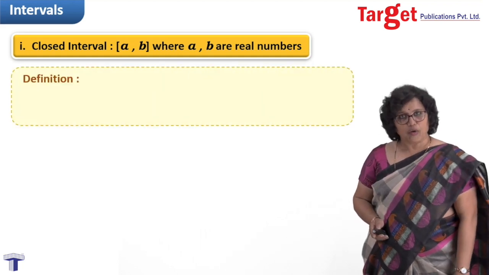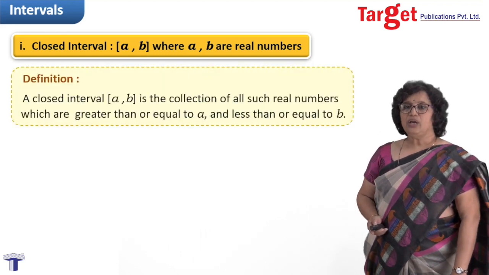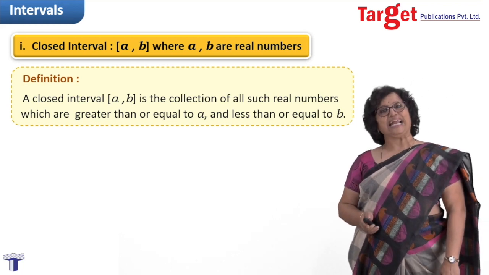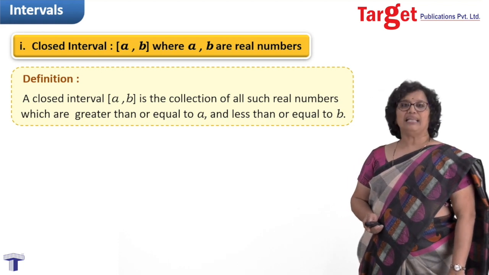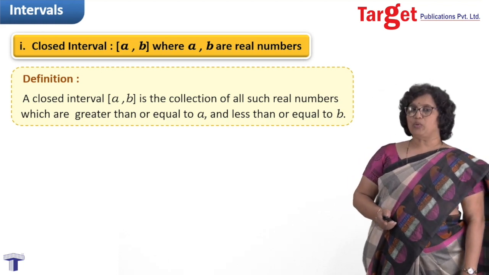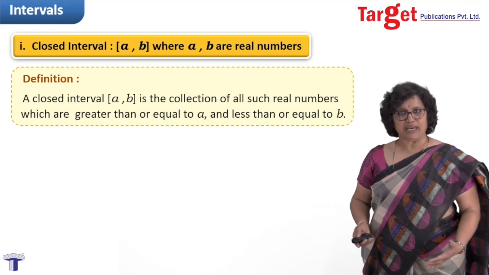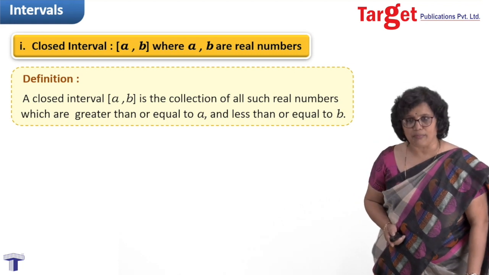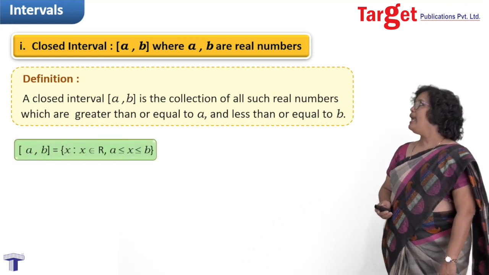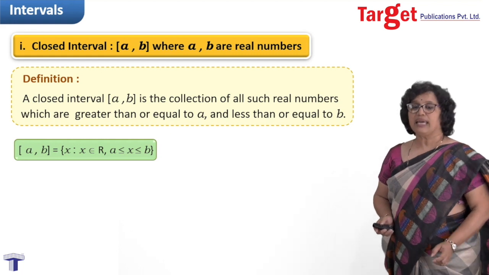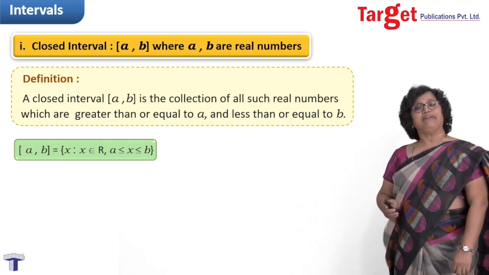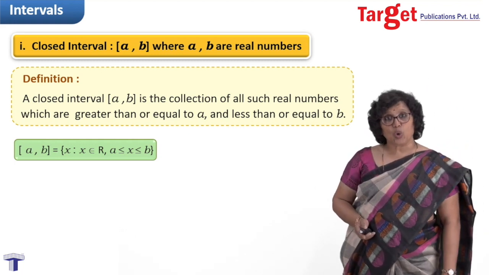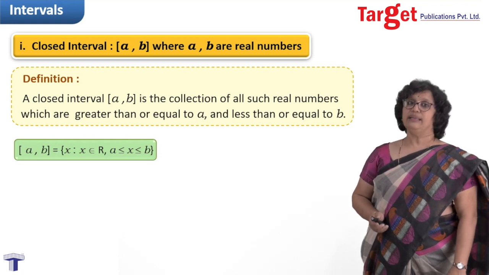So we now define formally what we mean by a closed interval. A closed interval is a collection of all such numbers which are greater or equal to A and less or equal to B. Now this sounds quite a lengthy statement, so let us write it in a more compact mathematical form. I write closed A comma B, that means square brackets A comma B, equal to, then I have written curly brackets, and those two curly brackets show that we are talking about a collection of numbers.